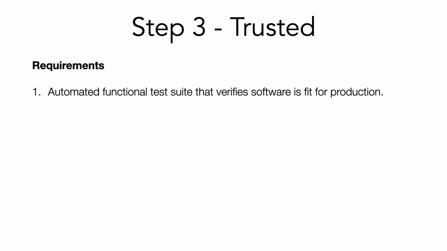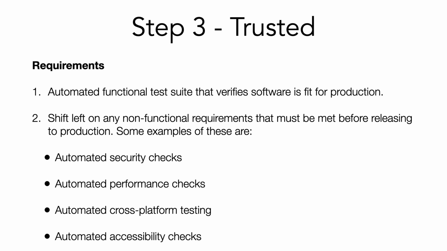There are 2 basic requirements for Step 3. First, you must have an automated functional test suite that verifies all of its features will work. Second, you must have an automated test suite that shifts left on all of the non-functional requirements your software must meet. Depending on your organization, this can mean security checks, performance checks, accessibility guidelines, or cross-platform checks.